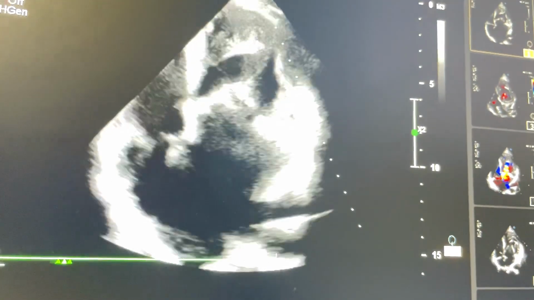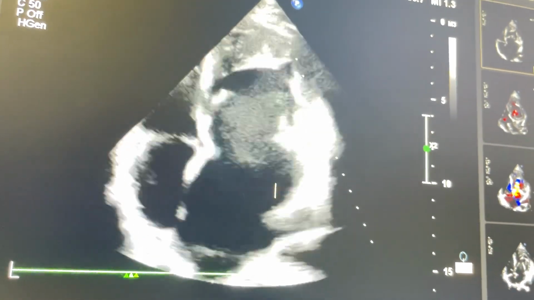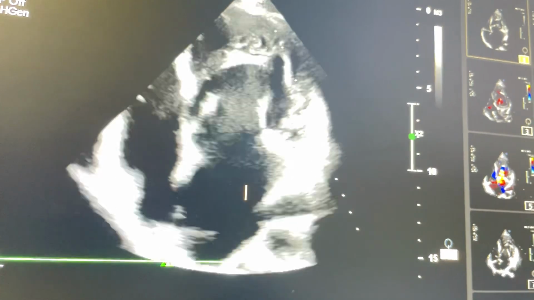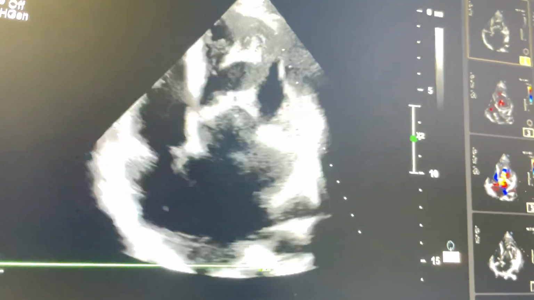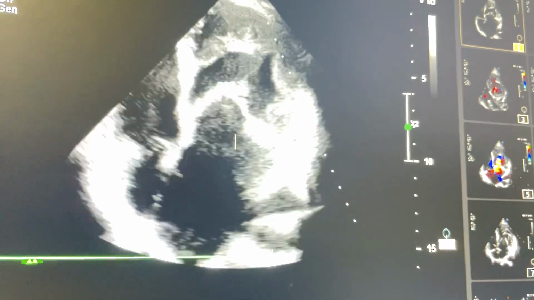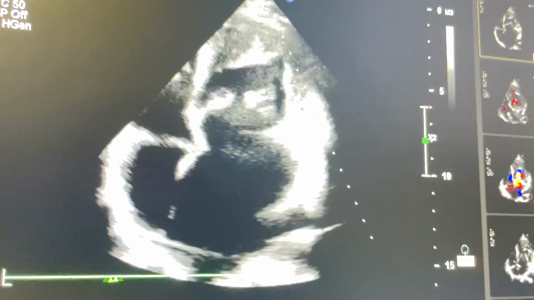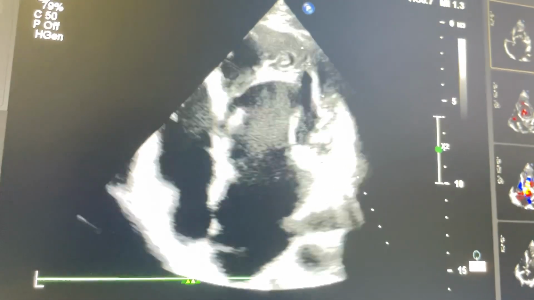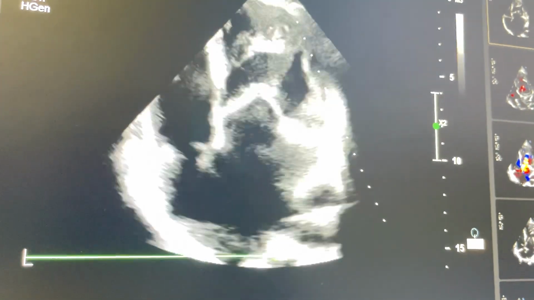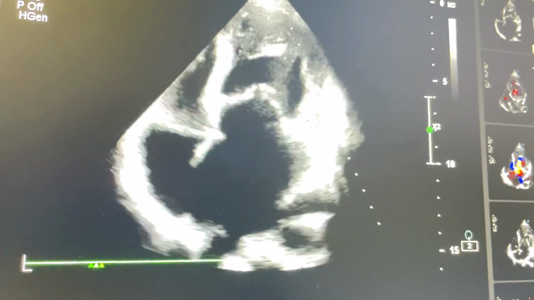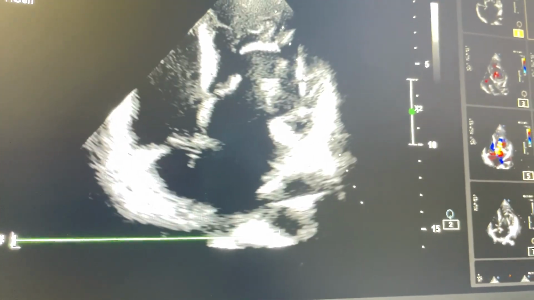So this is the case of corrected transposition of great arteries, in a 26-year-old female patient, because in that age group usually we don't find this kind of case. So this case came to us because of shortness of breath. Now the next image is the same thing, again the same thing.